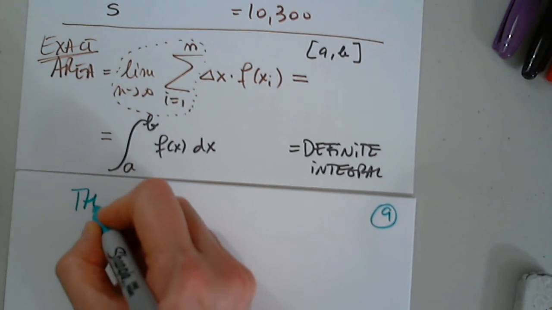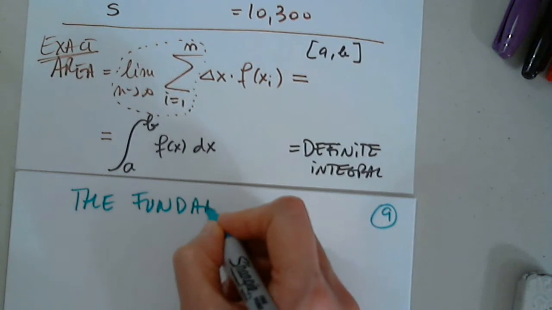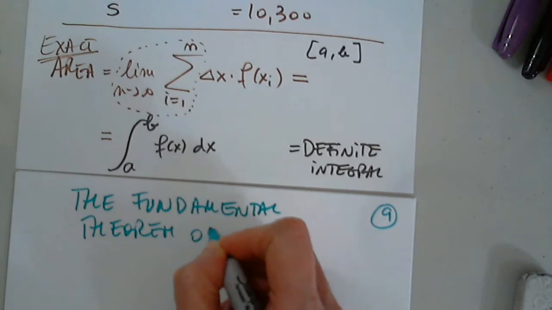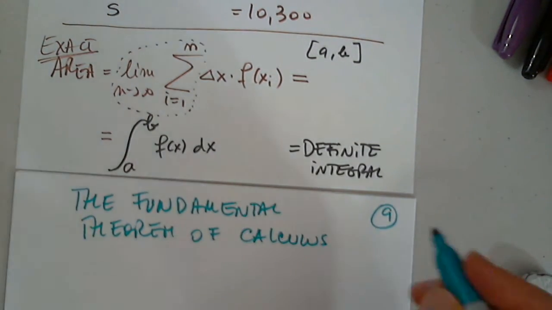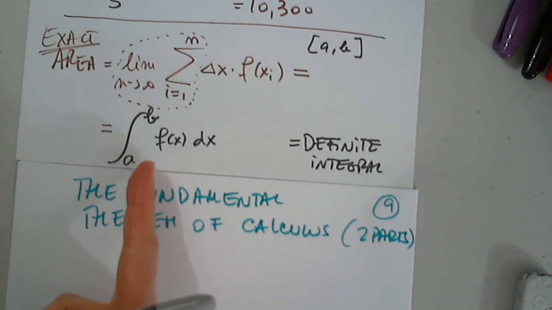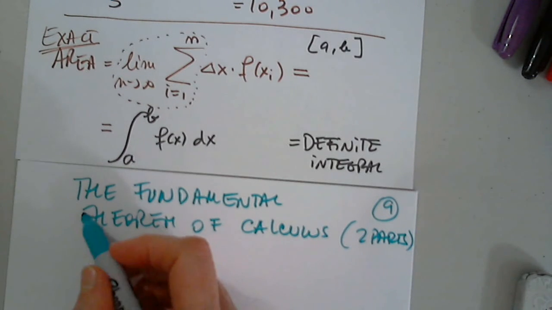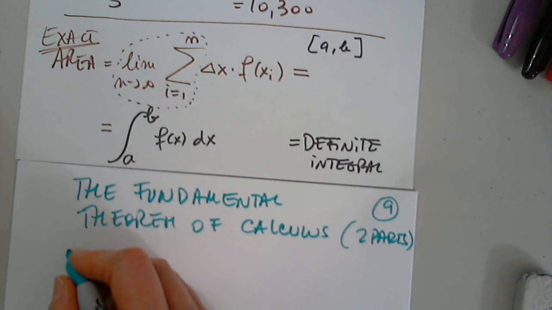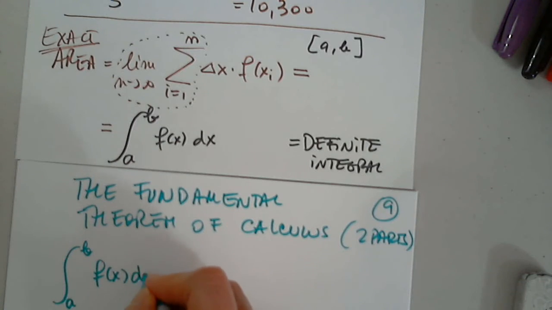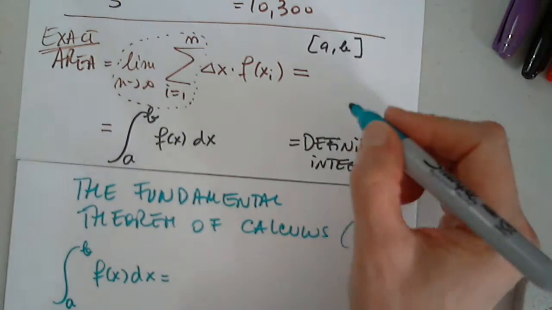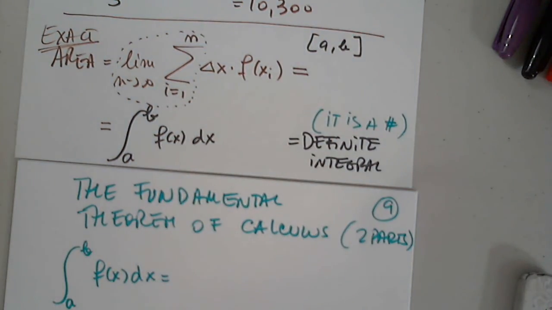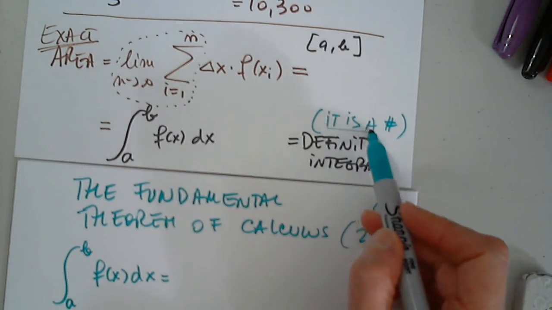It's called the fundamental theorem of calculus. It has two parts. We're going to talk about one of them, the one that teaches us how to calculate this. So the definite integral from a to b of f of x dx is a number. So I'll put in parentheses here. It is a number, always. The answer of a definite integral is always a number.